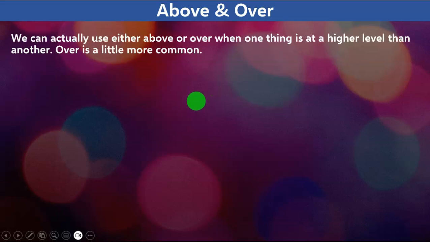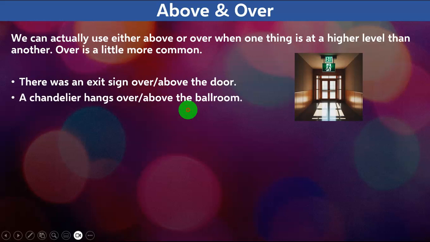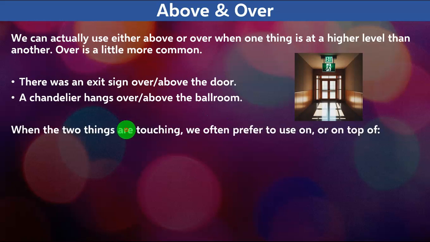All right, let us start with above and over now. Now friends, we can actually use either above or over when one thing is at a higher level than another. Over is a little more common. There was an exit sign over or above the door. Now here is a door and there is an exit sign over or above it. A chandelier hangs over or above the ballroom, right? There is a ballroom and there is a chandelier there. You can say a chandelier hangs over or above the ballroom.